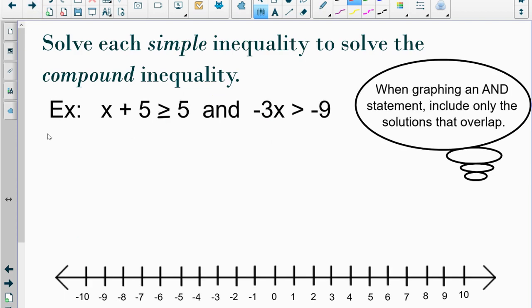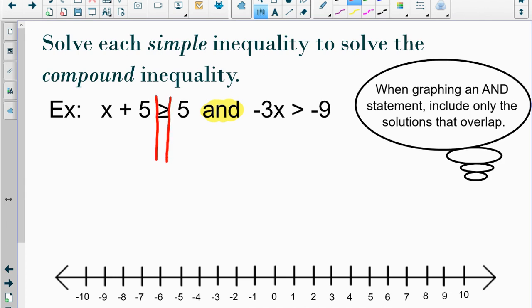Let's take a look at a different kind of compound inequality. This time we're looking at a compound inequality that is using the word "and" to join my two inequalities together. x plus 5 is greater than or equal to 5, and negative 3x is greater than negative 9. Let's start by solving each inequality, then we'll talk about what that word "and" really means.